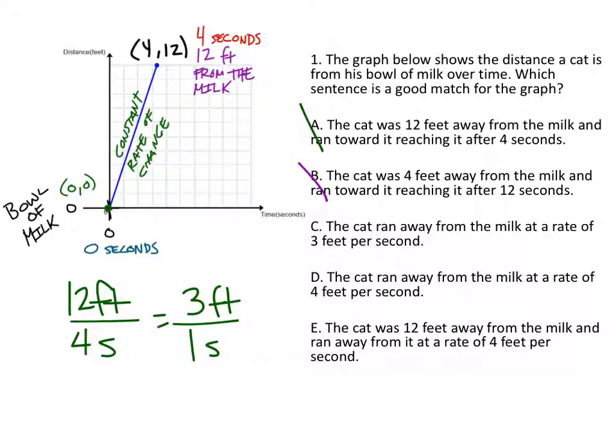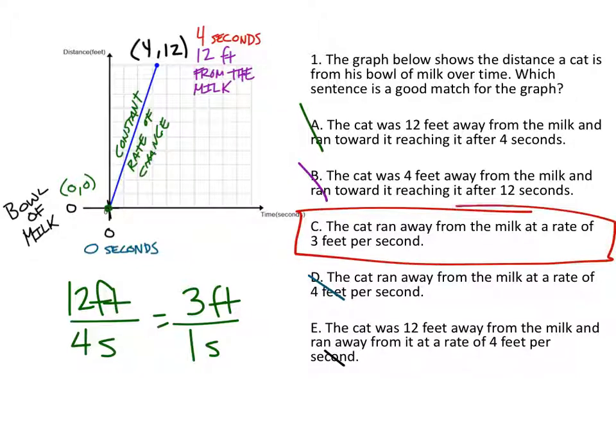Part D, the cat ran away from the milk at a rate of 4 feet per second. No, we know that's not true because it's traveling at 3 feet per second. And then part E, the cat was 12 feet away from the milk and ran away from it at a rate of 4 feet per second. No, it did not start 12 feet away from the milk. So this one also no good. So that helps us to determine that the answer would be C.